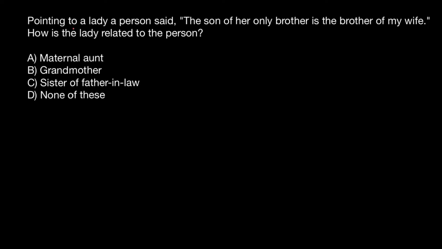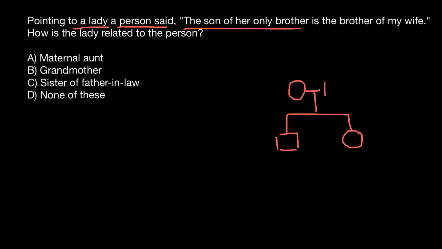So, pointing to a lady, let's put a lady here. A person said, "The son of her only brother." So this lady has a brother, and only brother means that this lady doesn't have any other brother or sister, just one brother. And we also can add parents here. Those parents are not mentioned, but if this brother and sister have the same parents, we need them also for the full picture.